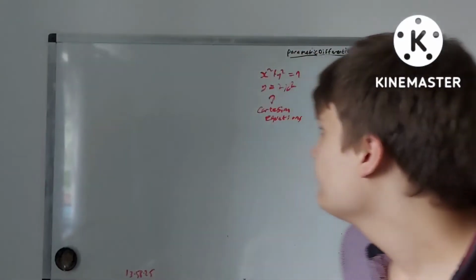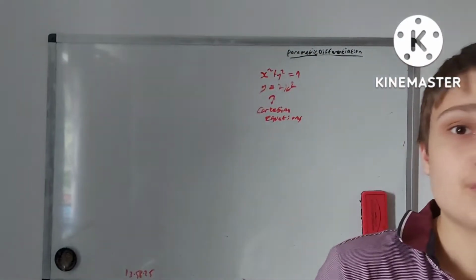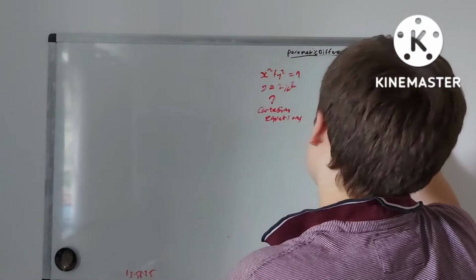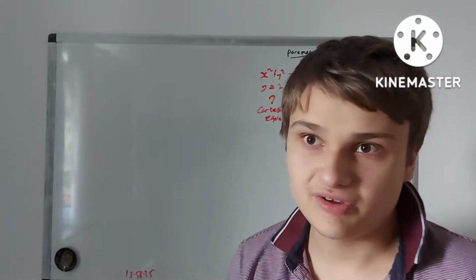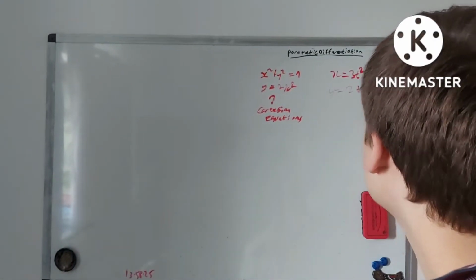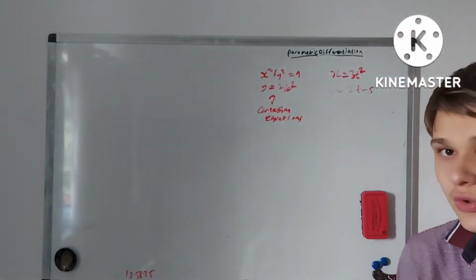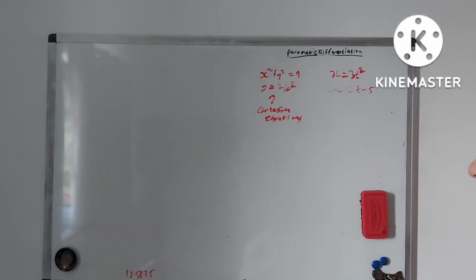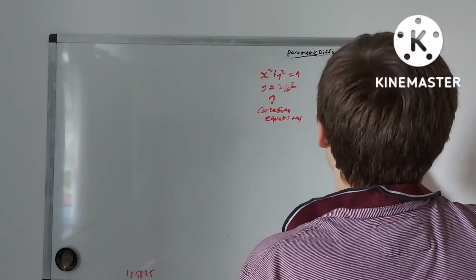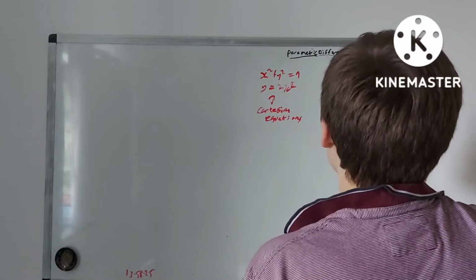Now, what happens if I bring in another variable, for example, x equals 3t squared, or say y equals 6t minus 5? These are no longer Cartesian equations. These are in terms of a parameter, so we call them parametric equations.